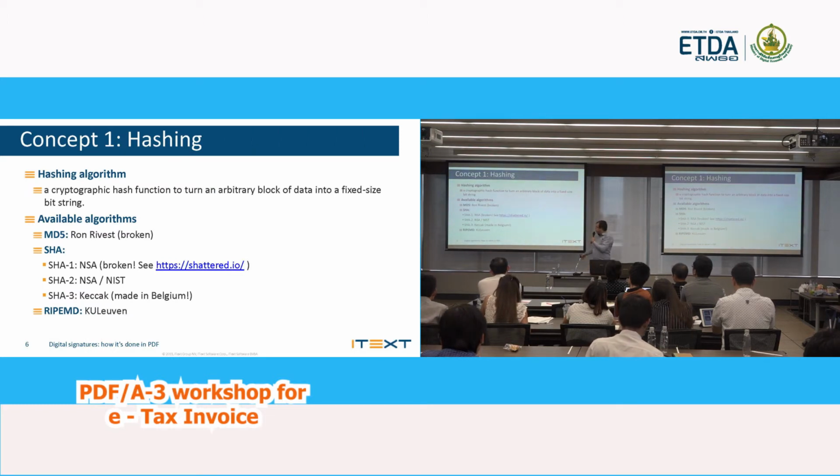So hashing algorithms, there are different types, and this morning I talked about Shattered, the fact that SHA-1 is broken, and on Shattered.io you can find more information.